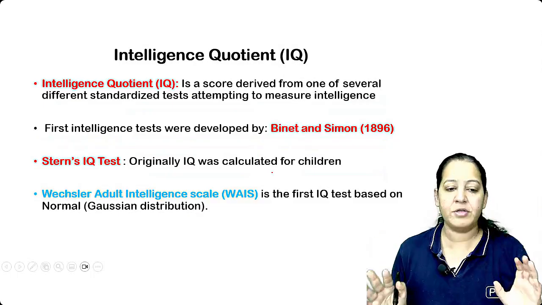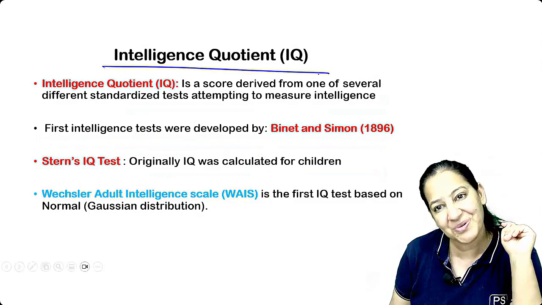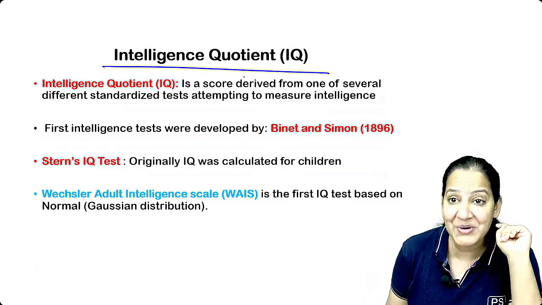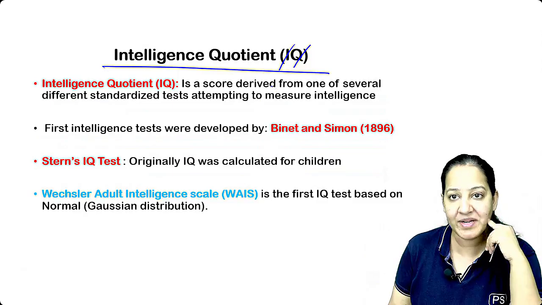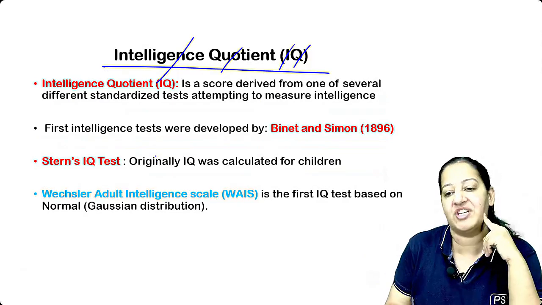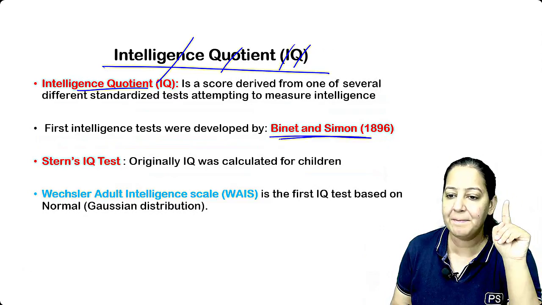The most important topic on which maximum MCQs come is IQ. What is IQ? What is your IQ, by the way? Say the full form of IQ. IQ is intelligence quotient. IQ was discovered for the first time by Binet and Simon.